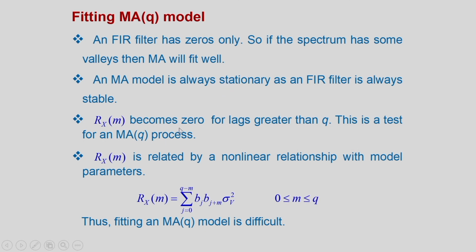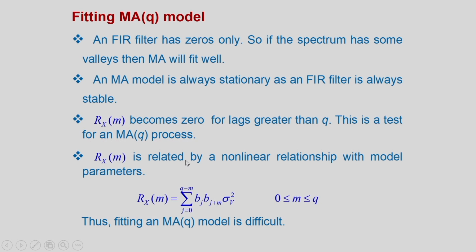Rx[m] becomes 0 for lags greater than q. This is a test for an MA(q) process. Suppose in an MA(q) process we plot the autocorrelation function. After some lag, this autocorrelation function will drop down to 0, and that point is the order of the MA(q) process.